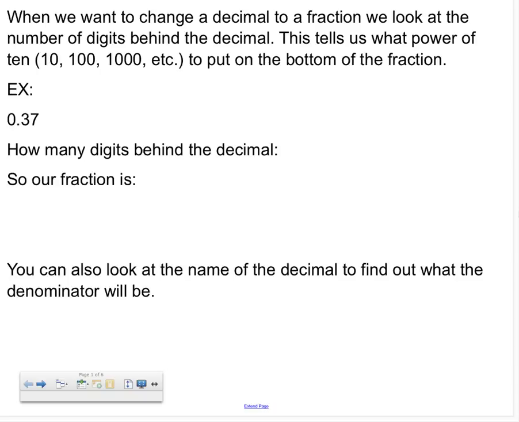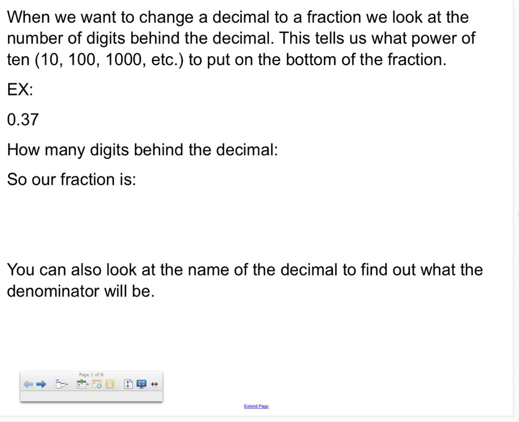So the way we go from a decimal to a fraction is, as it says here, we take a look at the decimal and we look at how many digits behind the decimal it has, and that will tell us what kind of number to put on the bottom. Now when we start making our fraction, the number on the bottom is always going to be a power of 10, which means 10, 100, 1,000, basically a 1 with some number of zeros behind it. That's what we want on the bottom when we first start to convert our decimal.